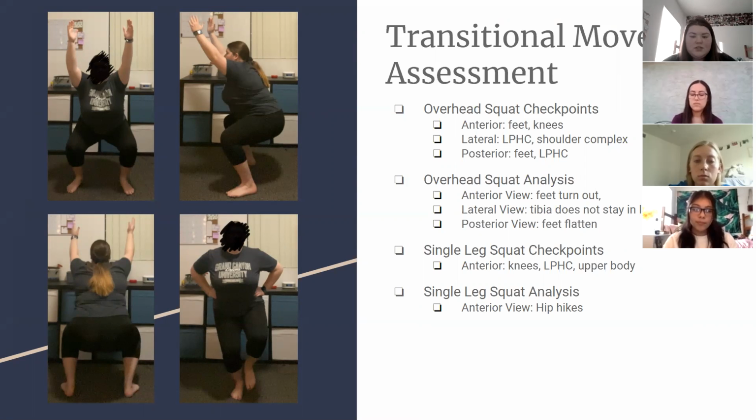And then the checkpoints for the single leg squat for the anterior is the knees, the LPHC, and the upper body. And in the anterior view, we can see that the hip hikes, and this can be caused by an overactive TFL or gluteus minimus.